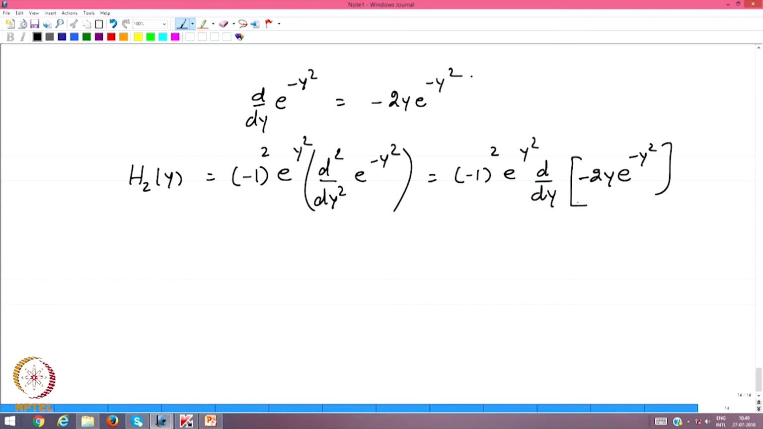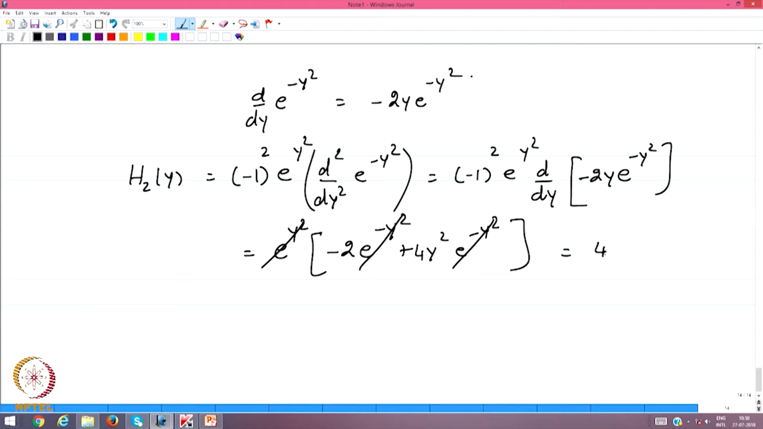Okay. Keep this in mind, and then the answers will come out immediately, because this is (-1)^2, which is plus 1, e^(y^2), and the derivative is -2 e^(-y^2), and then there is another -2y when you differentiate the exponential. So this becomes 4y^2 e^(-y^2), and obviously this goes away with that, and the answer you get is 4y^2 - 2.